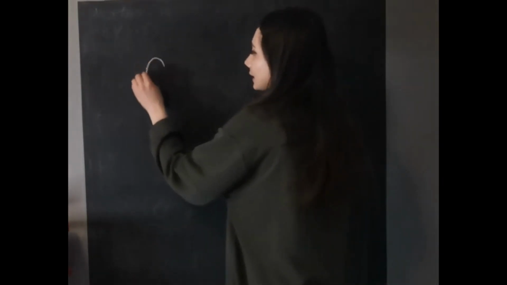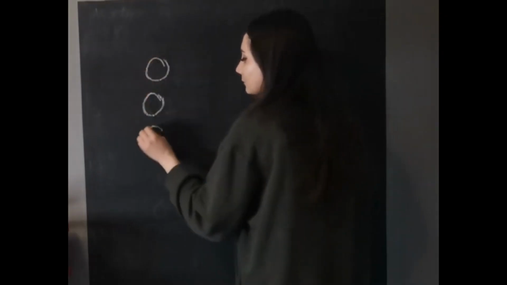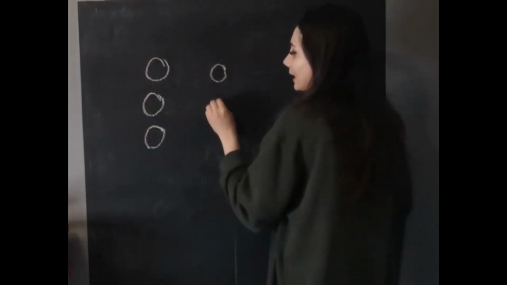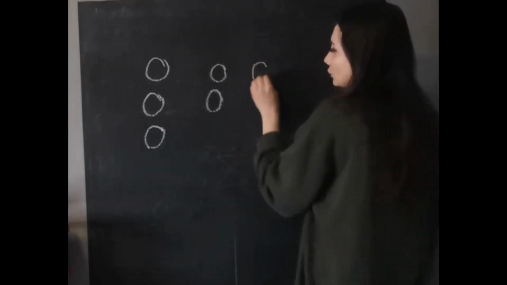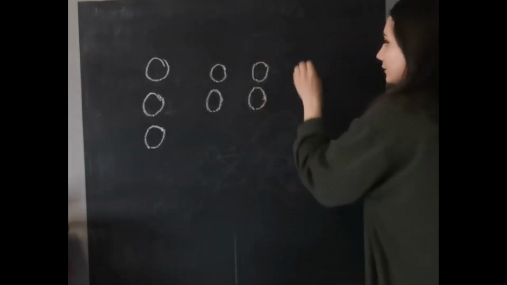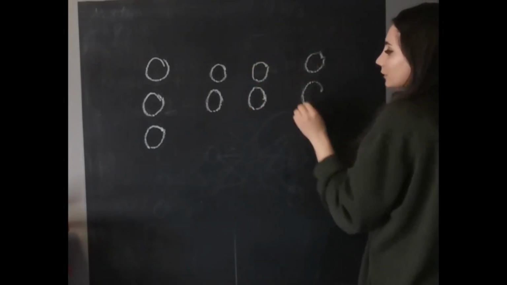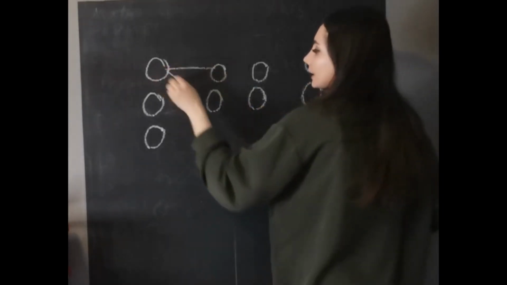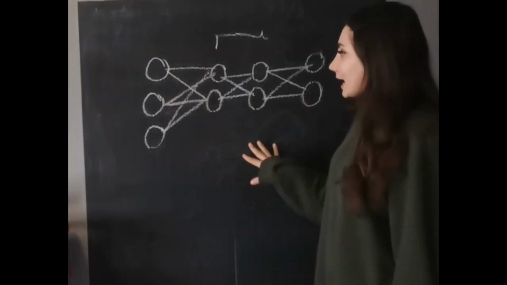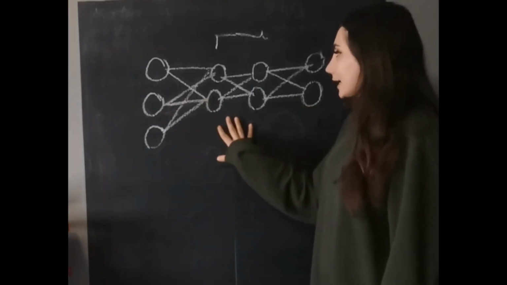I'm going to talk about vanishing and exploding gradients. If I have a neural network here, I have these inputs and I have two hidden layers, and then I have, for example, two outputs. I'm going to connect all of these. I have this neural network that has two hidden layers.